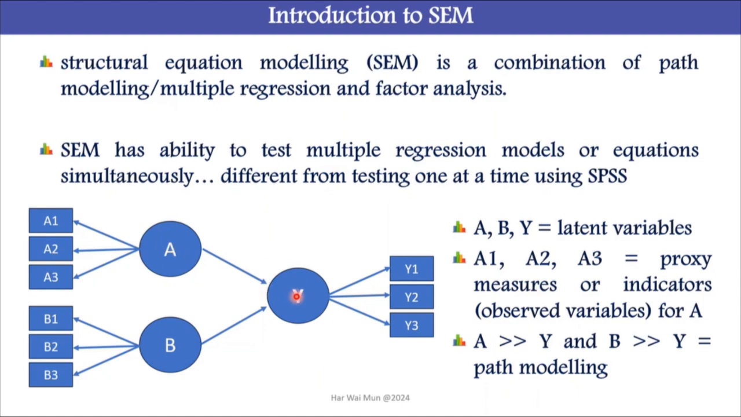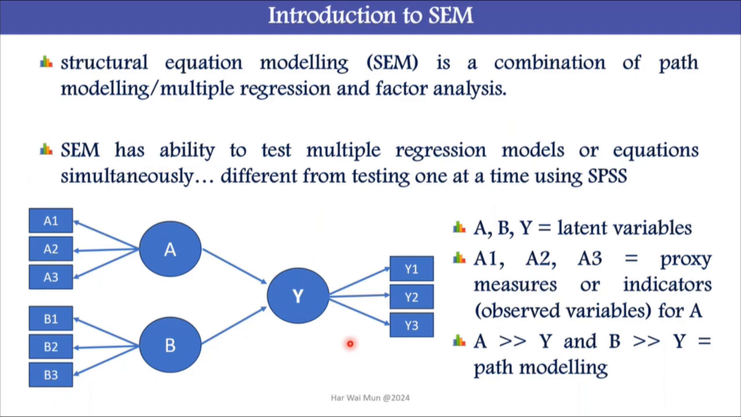Very simple. Of course, you can have more difficult ones: A to B, then to Y, or A to B and to C and then to Y. You can have more things. Another path will be B to Y. Then you'll get your beta or path coefficient later on. So the concept of structural equation modeling is something like that.